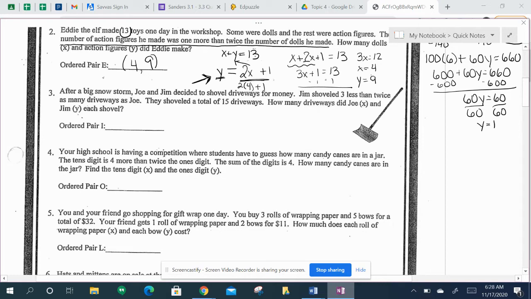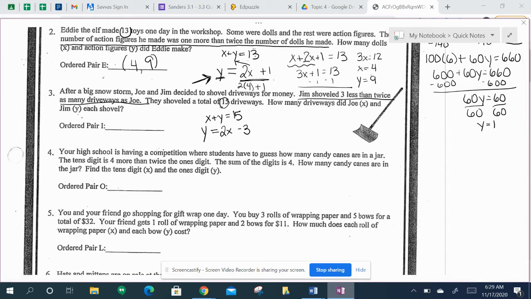So number 3 looks a lot like number 2. And so I'm going to start by saying they shoveled a total of 15. So that's going to be x plus y is equal to 15. And then I'm looking for the sentence that tells me the equation. So this one says Jim shoveled. So Jim is y. Shoveled is our action verb. So equals 3 less than, that would be minus 3, twice as many as Joe. So twice as many again is 2x. So I've got 2x minus 3.